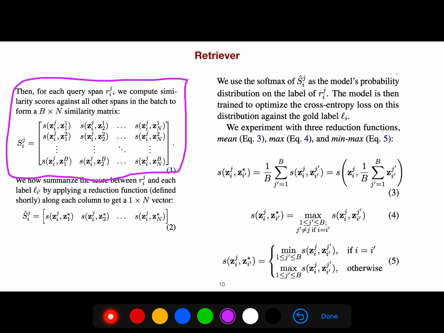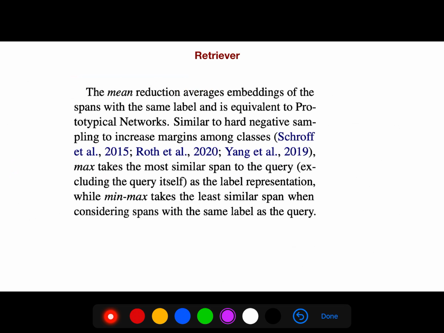So we experiment with 3 reduction functions. The mean reduction averages embedding of the spans with the same label and is equivalent to prototypical networks, similar to hard negative sampling to increase margins among classes. Max takes the most similar span to the query as the label representation, while min-max takes the least similar span when considering spans with the same label as the query.